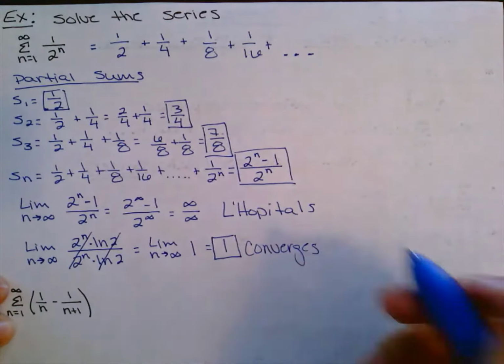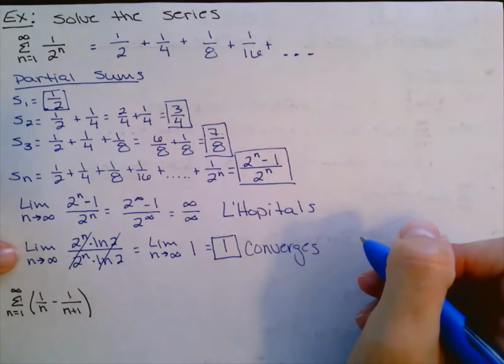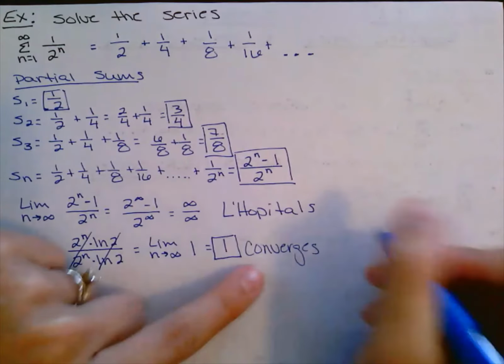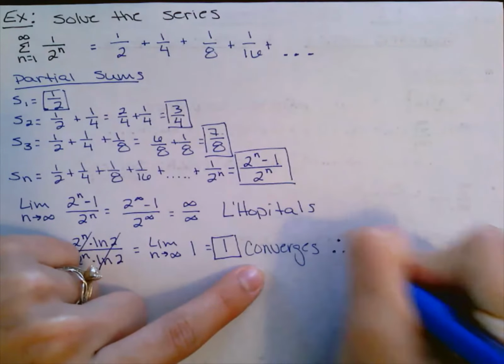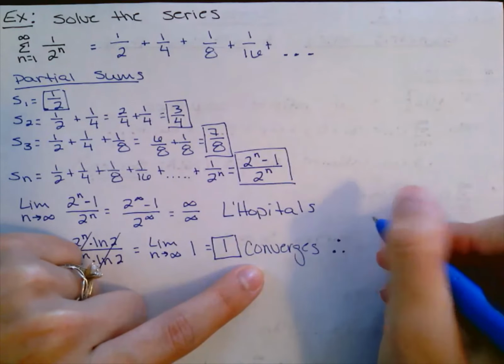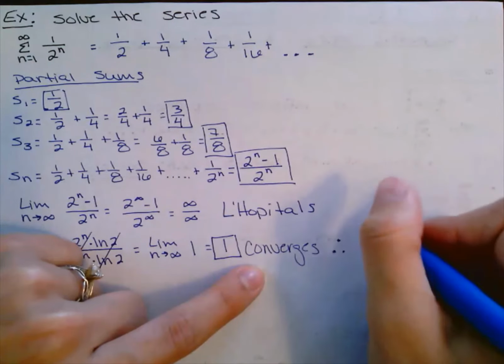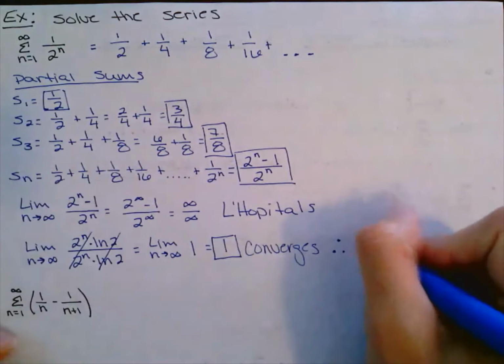And we just stated in our notes that if the limit of the partial sum converges, we can also say that the series also converges, right? The sum of all the numbers will also converge.